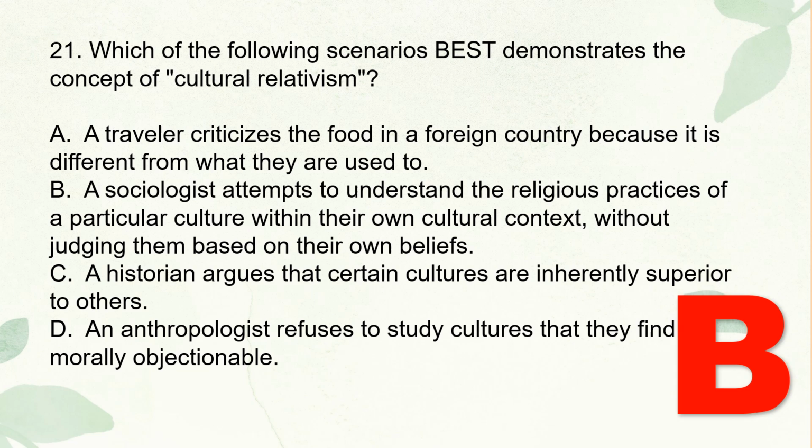The best answer is letter B. We are talking about cultural relativism, and cultural relativism is the principle of understanding and evaluating a culture on its own terms rather than judging it by the standard of one's own culture. So, for letter B, the sociologist's approach exemplifies cultural relativism. For letters A, C, and D, these options demonstrate ethnocentrism. Ethnocentrism means judging other cultures by one's own standards, or refusal to engage with different cultures respectfully. So letter B is the best answer.